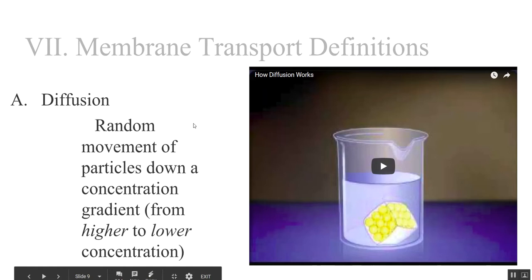It's the same with the particles. It wants to move out. It wants to reach something called equilibrium. So this is a short video that demonstrates that.